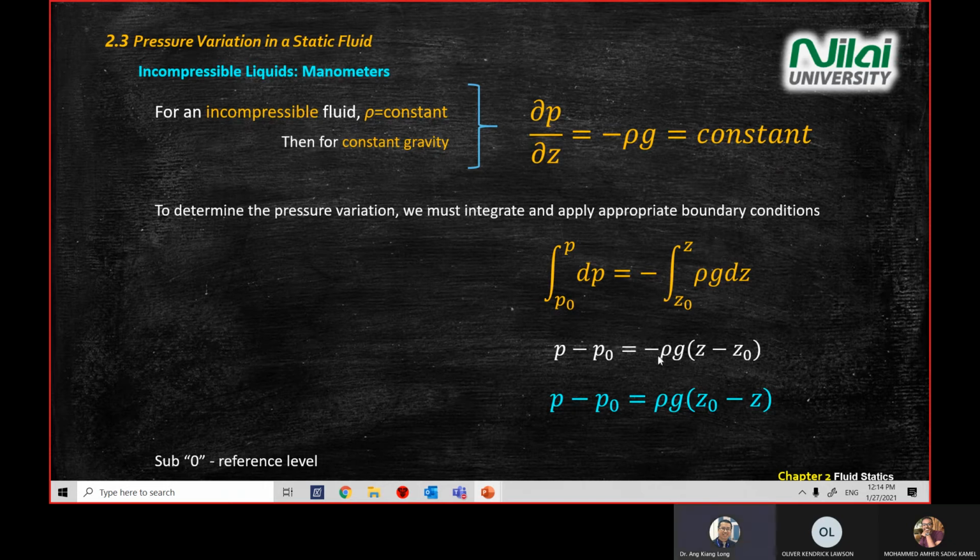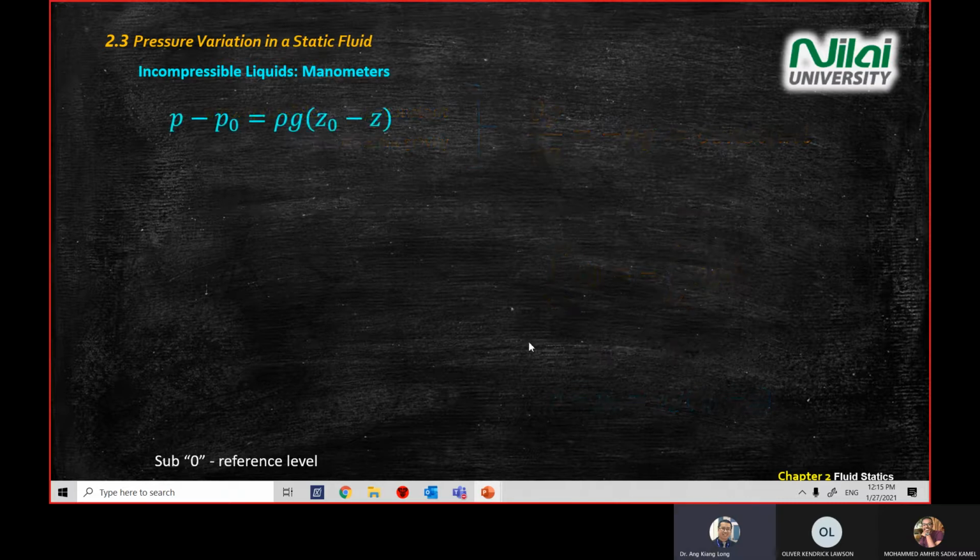This is just a rearrangement because we hate to see a negative sign in our calculation, and also to avoid calculation mistakes or errors. So when you integrate, remember to carry your negative sign, and you'll get Z minus Z0. And when you carry your negative sign into the product, you can rewrite the equation to become Z0 minus Z.